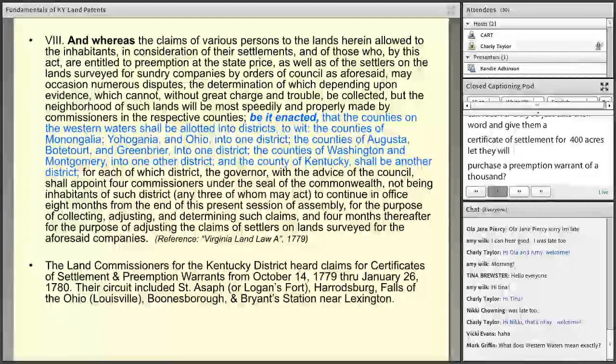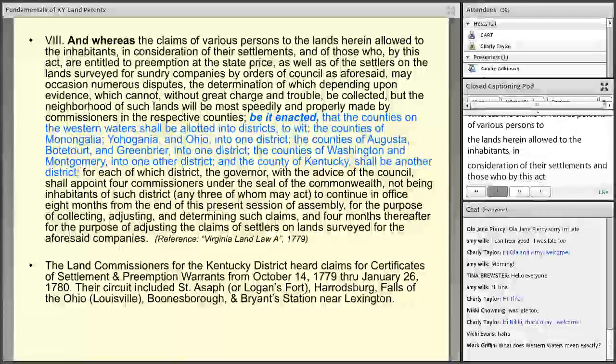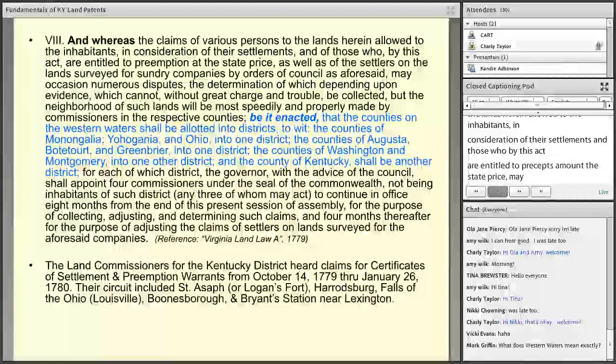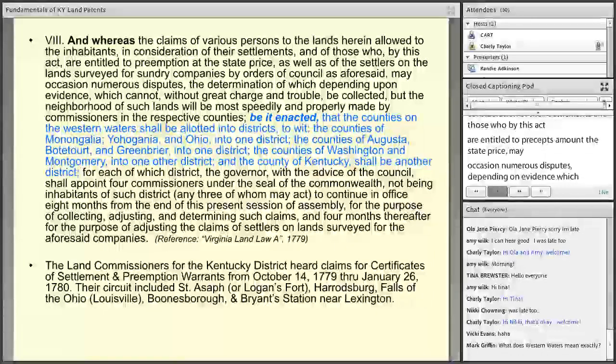Whereas the claims of various persons to the lands herein allowed to the inhabitants in consideration of their settlements and of those who by this act are entitled to preemption at the state price, as well as of the settlers on the land surveyed for sundry companies by orders of council, may occasion numerous disputes, the determination of which depending upon evidence, which cannot without great charge of trouble be collected, but the neighborhood of such lands will be most speedily and properly made by commissioners in the respective counties.